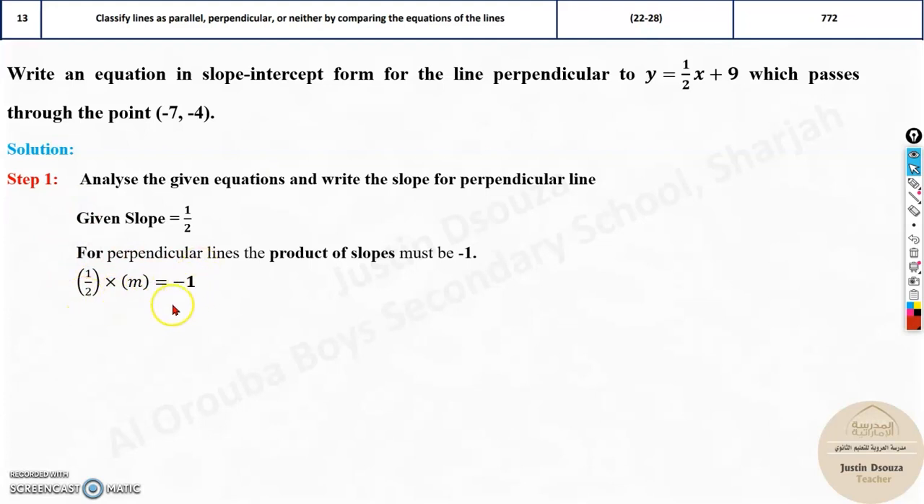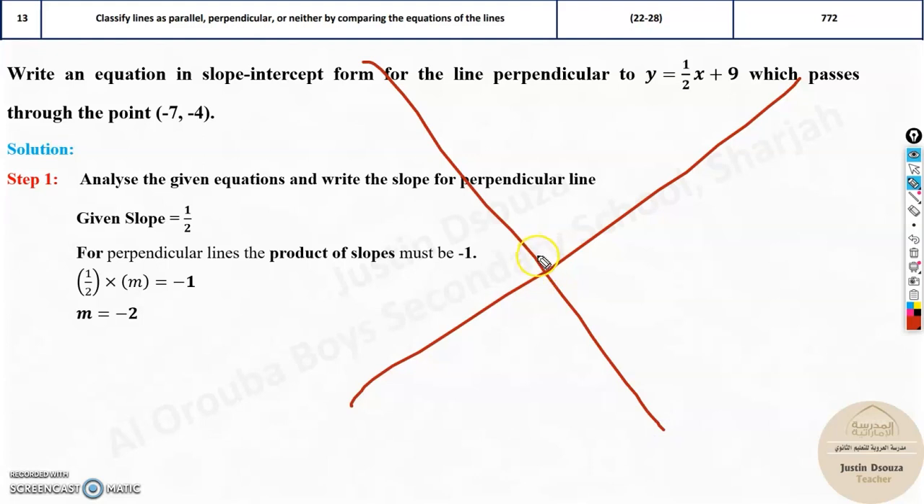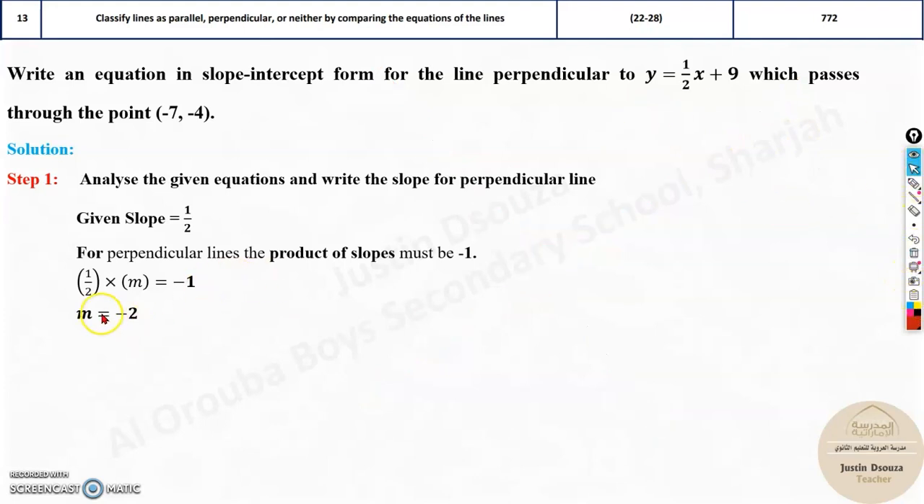So now take this to the other side. 2 to the other side will be -2. So now we see, this one was something like this. Now -2 means like this. So this is perpendicular. So we know the slope is -2. That is it. We don't know anything else. Now we come to know the slope of the perpendicular line which we are about to solve is -2. It's going downwards. Now let's use the slope intercept form and find the y-intercept.